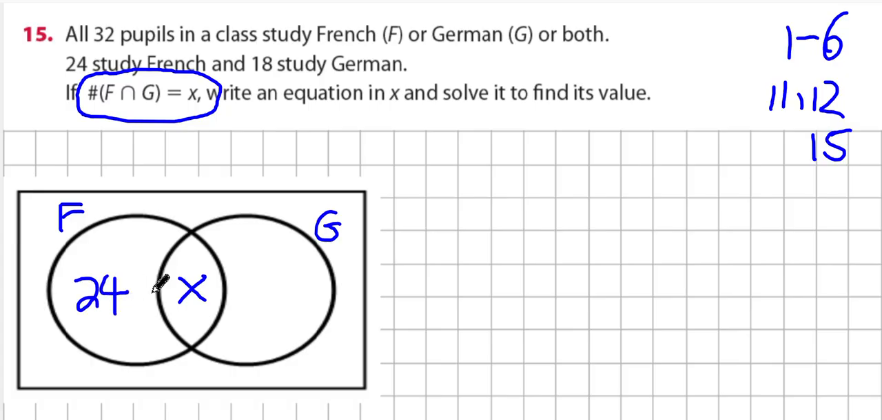I've made a mistake. What's my mistake? I have too many people. My answer for French is now 24 plus X. It's not 24 anymore, is it? So, does anybody know what to put in here instead? Well done, whoever said that. That's really good. Why did he say 24 minus X, guys?